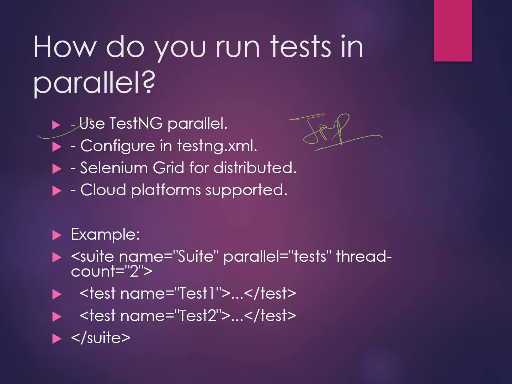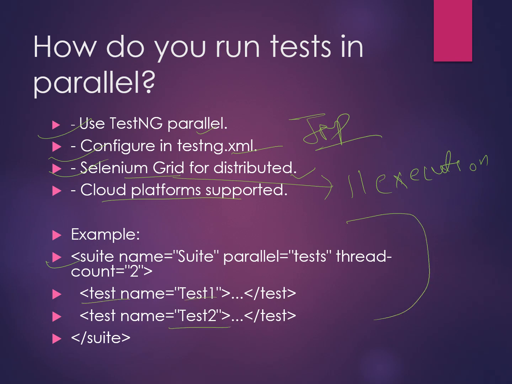Use TestNG parallel execution. The configuration is in the testng.xml file. Selenium Grid is for distributed execution, because Selenium Grid is basically for parallel execution, and cloud platforms are supported. In the XML, we need to provide the class names, test1, test2, the suite and parallel tests, and the thread count of 2, 3, 4, 5.